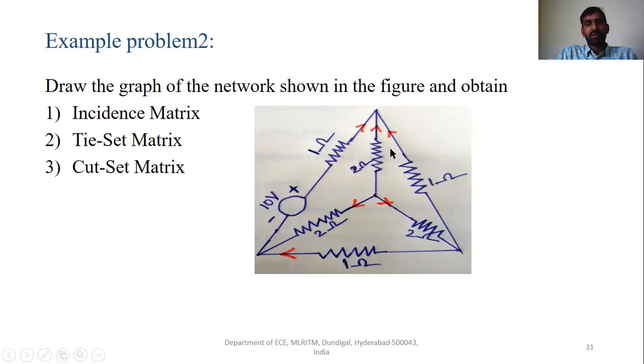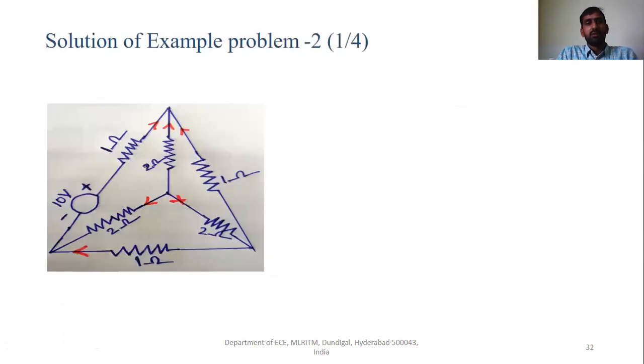So first let us split this problem into 4 steps. One is, first we will obtain the graph. Later from that graph we will obtain the incidence matrix, and later the tie-set and the cut-set matrices. So let us take the solution. For this network, we need to obtain the graph.